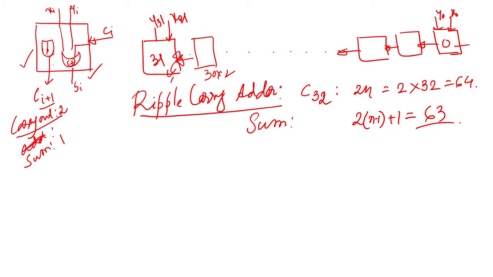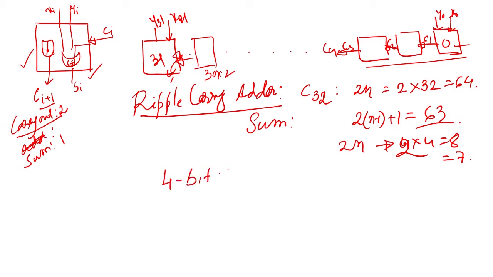Okay. Now, if you need only 4 blocks, that is C1, C2, C3 and C4, then what will be the gate delay? Twice n. So, it will be 4 into 2, so 8 for carry and 7 for sum. Now, what we observe for a 4 bit carry look ahead adder, the results will be the same as for the 4 bit ripple carry. So, what will be the gate delay for a 4 bit CLA? What will be the gate delay?